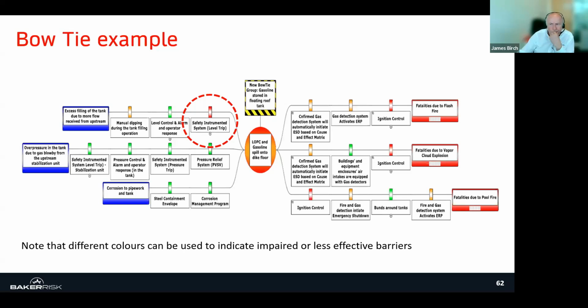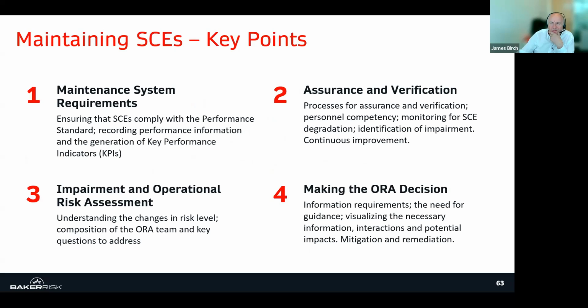So just to wrap up on that point, what have we talked about? We've talked about the maintenance system, what it must do. We've talked about assurance and verification needs. We've talked about the impairment, the breakdown situation, and the operational risk assessment. And we've talked about methods for making those decisions. All the way through from the beginning, talking about how do we find safety critical elements, all the way through to what do we do if they fail.